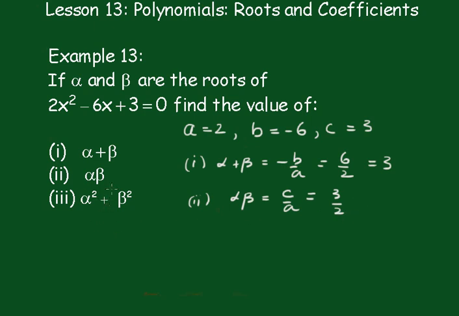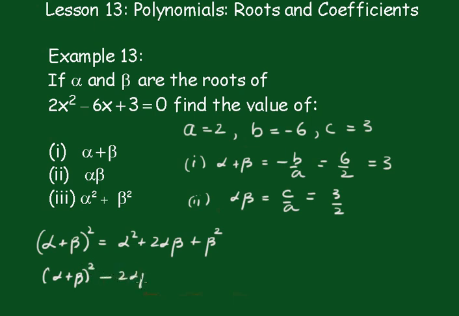Now to get this part here, we have to do a little bit of manipulation. Now if you recall that (alpha plus beta) all squared is equal to alpha squared plus 2 alpha beta plus beta squared. So if I subtract 2 alpha beta from both sides of this equation, I get the result that (alpha plus beta) all squared minus 2 alpha beta equals alpha squared plus beta squared.